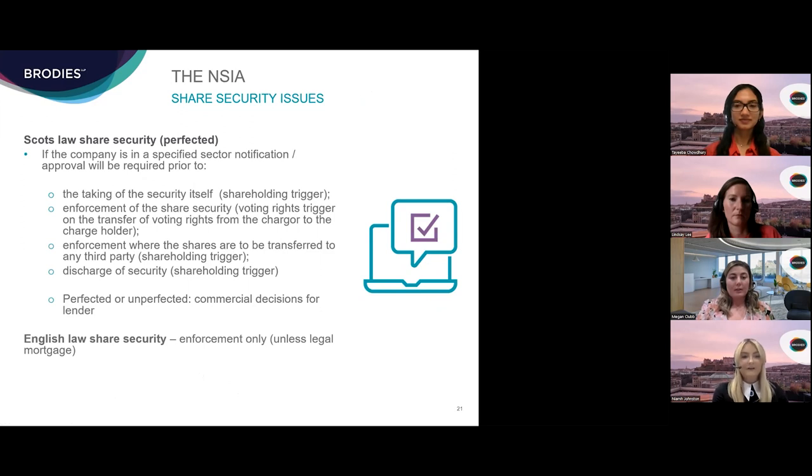As the NSIA trigger events are centred on acquisition of shares and voting rights, there are implications for a Scots law share pledge at the following points. Firstly, on the taking of the security itself, where a shareholding trigger occurs on the transfer of the shares in the company to the charge holder. On the enforcement of the share security, where the transfer of voting rights from the charger to the charge holder is a trigger. On enforcement, where the shares are to be transferred to any third party. Or on the discharge of the security, where the transfer back of ownership of the shares to the charger is a shareholding trigger.